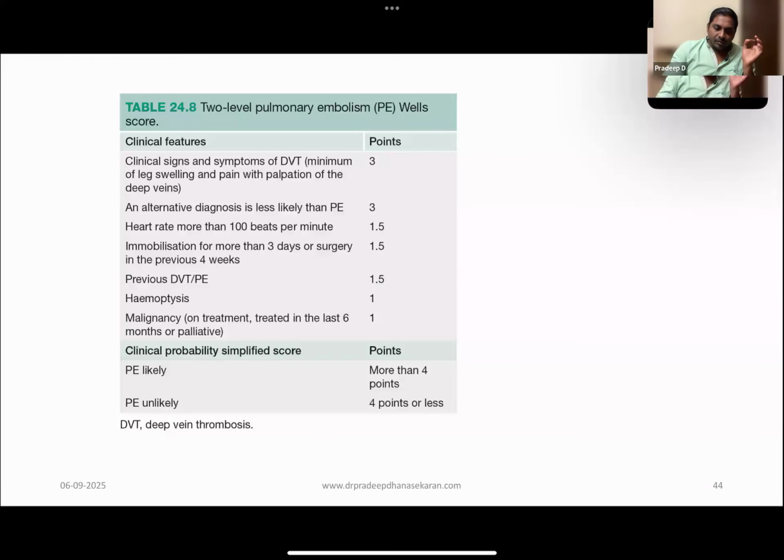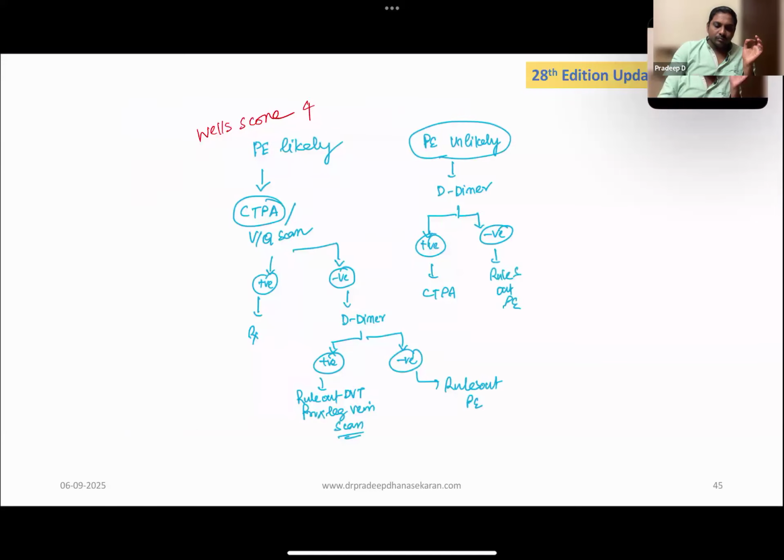PE is likely if the Wells score is more than 4, that is 5 or more. PE is unlikely if the Wells score is 4 or less. When the patient is highly likely to have a pulmonary embolism, you subject the patient to a CT pulmonary angiogram or a ventilation perfusion scan.